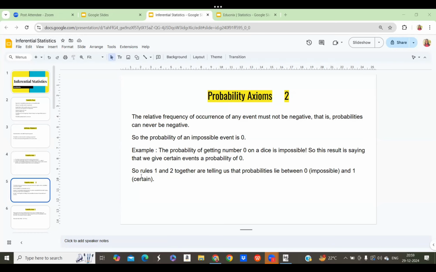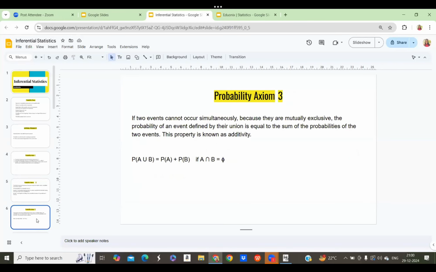So rules number 1 and 2 together are telling us that probabilities lie between 0 for an impossible event and 1 for certain events. Okay, it always varies between 0 to 1. It cannot be less than 0, meaning it cannot be negative. So this one you need to remember.